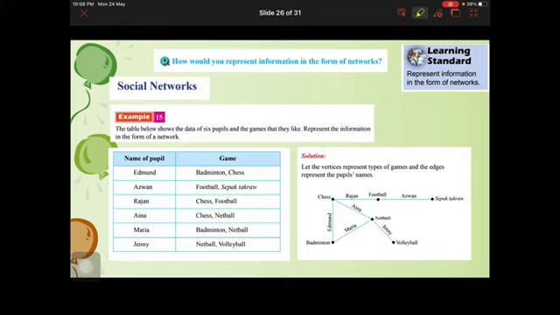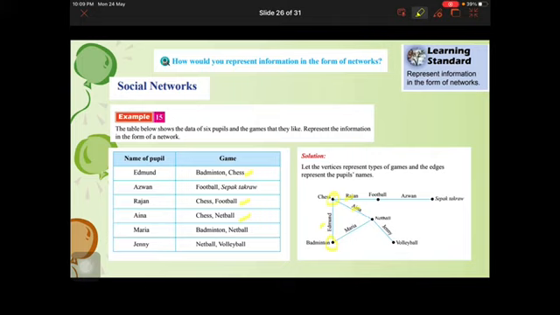So we can connect every game with those who like the games. So these are the games and the pupils. Let's say chess and badminton. Who likes badminton and chess? Chess: Edmund, Rajan and Aina.